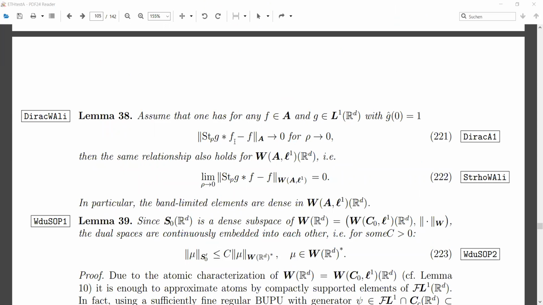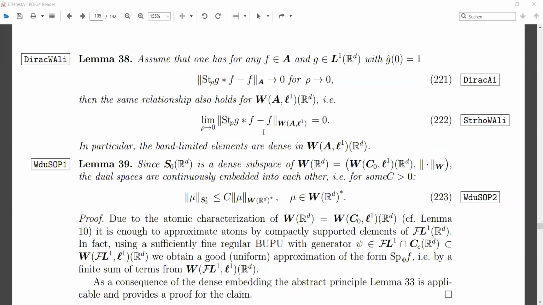This is also again true for C0. For the Fourier algebra, maybe it should be written up, but you compress it and you have this property. So approximate units are fine. Again, this gives you that the band-limited elements in this space are dense, but we know better because we have a lot of knowledge now.